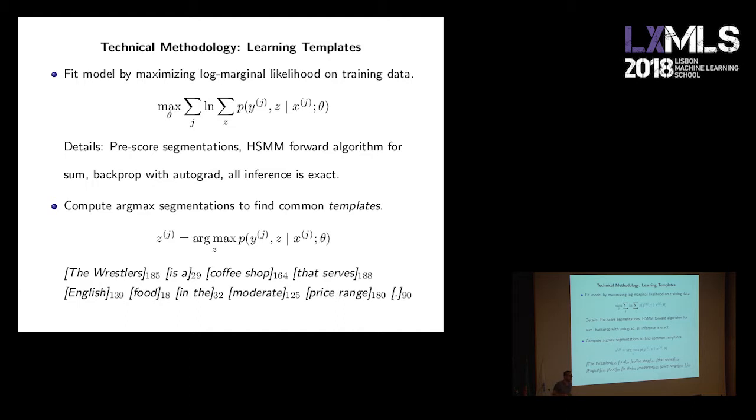Once we've learned the model, we're actually going to then go back and assign states to each of our training data. So we're going to go back and take all of our sentences in our training data. We're going to run an argmax or Viterbi dynamic program to choose the most likely state and segmentation for each of our training data. So here I'm showing you an example. For the sentence, the Wrestlers is a coffee shop that serves, etc., our model has chosen state 185 for the phrase the Wrestlers, state 29 for is a, and state 164 for coffee shop.